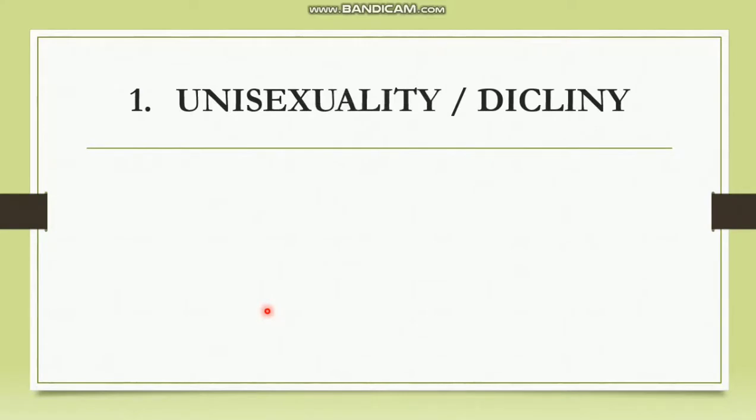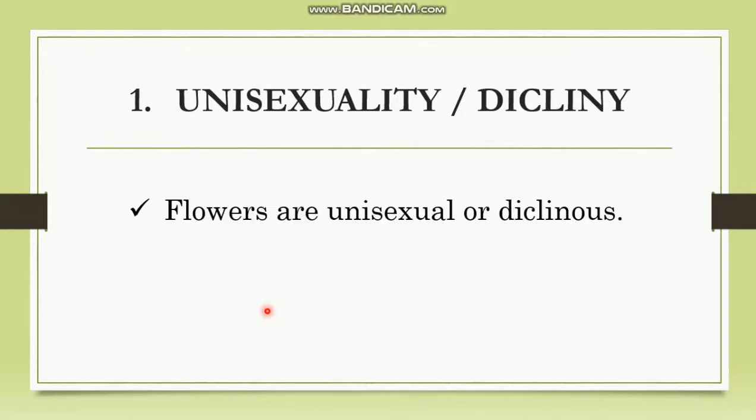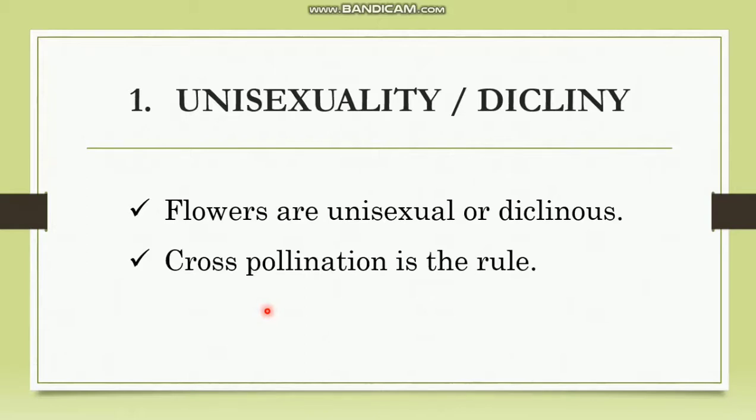So the first outbreeding device is unisexuality. Unisexuality means a plant produces unisexual flowers. If a plant is producing unisexual flowers, cross-pollination is the rule, which means self-pollination will not occur. It is seen in dioecious as well as in monoecious plants.